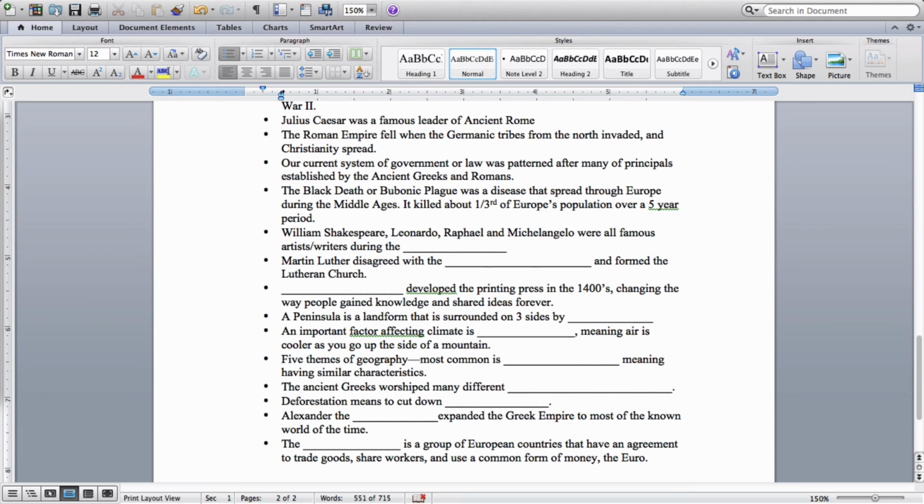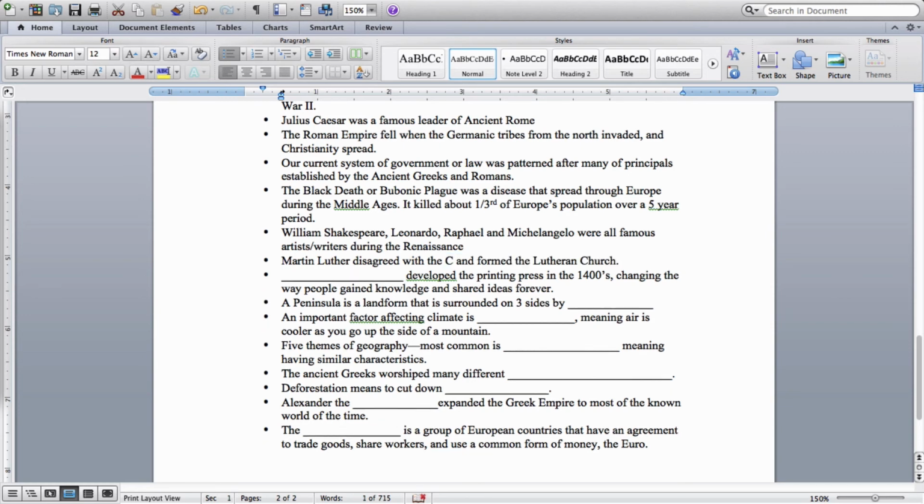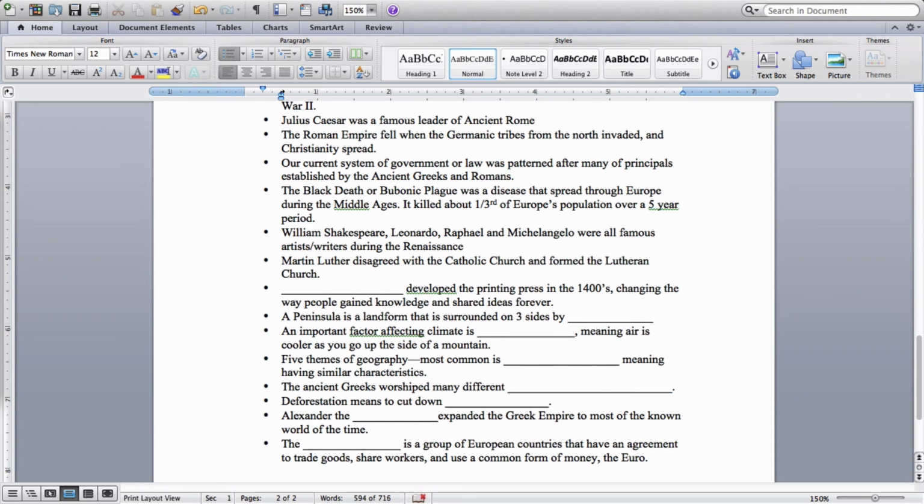was a disease that spread through Europe during the Middle Ages, killing about 1/3 of Europe's population. William Shakespeare, Leonardo, Raphael, and Michelangelo were all famous artists and writers during the Renaissance. Or as they say in England, the Renaissance. Martin Luther disagreed with the Catholic Church and formed the Lutheran Church. That goes back to that Reformation that we talked about earlier.